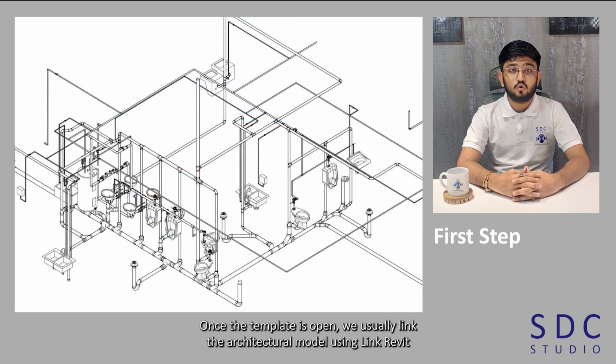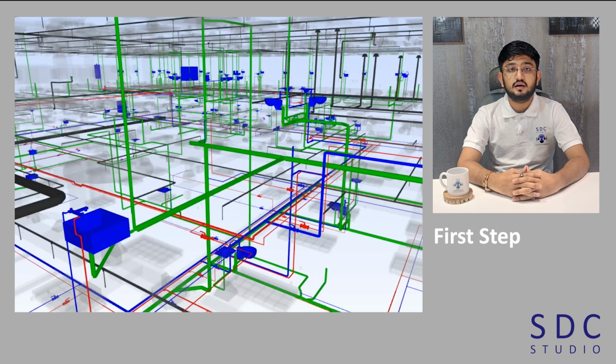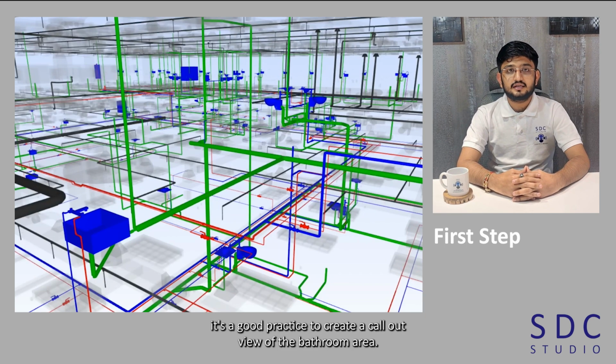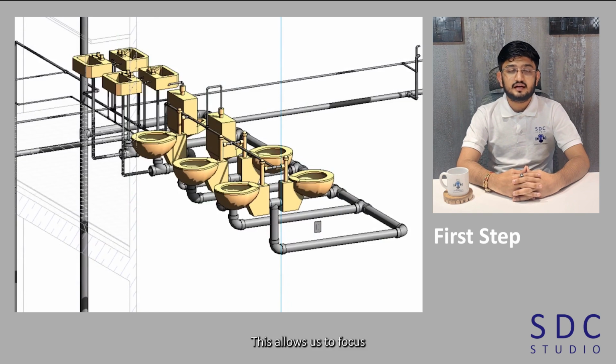Once the template is open, we usually link the architectural model using Link Revit so we can clearly see walls, bathrooms, and fixture locations. After linking the model, it's a good practice to create a call-out view of the bathroom area. This allows us to focus only on the relevant space instead of the entire floor plan.